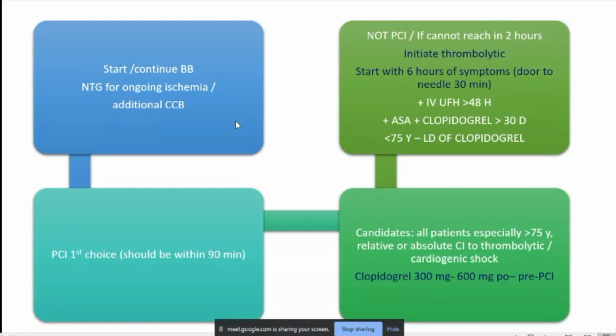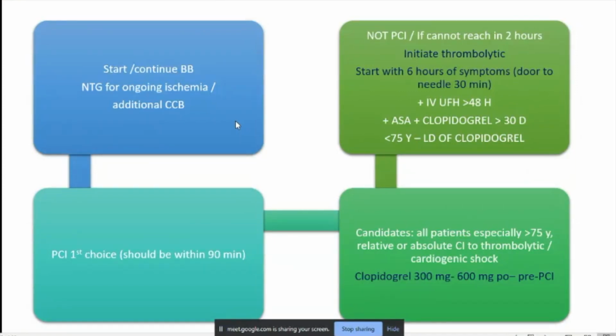When we send the patients to a facility where we can do the PCI, again, we start the patient on beta blockers, nitroglycerin and calcium channel blockers. It's the same as the angina long-term treatment. Now, what makes the difference is the PCI. So if the patients can reach the facility within 90 minutes or less than 2 hours, we do the PCI. Okay, and especially there are some candidates for it, especially the patients of more than 75 years, because why?